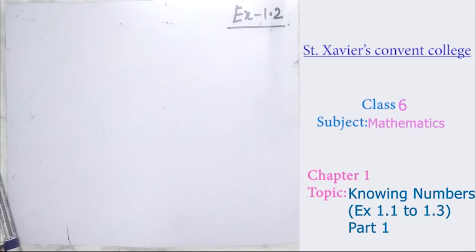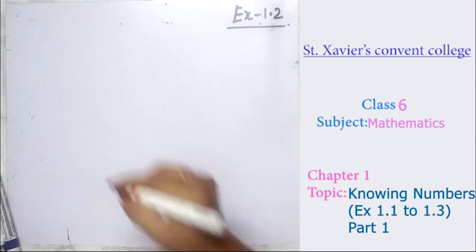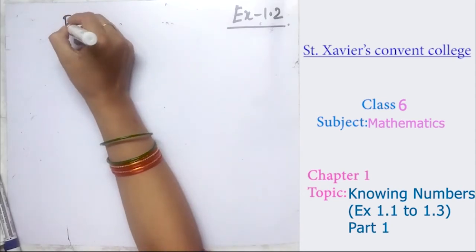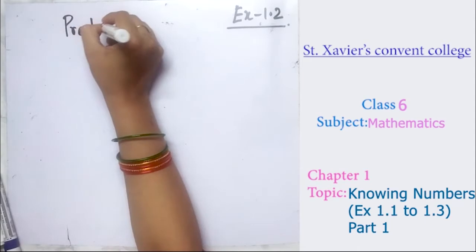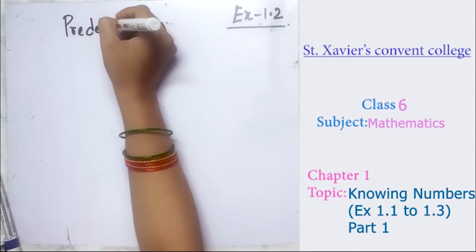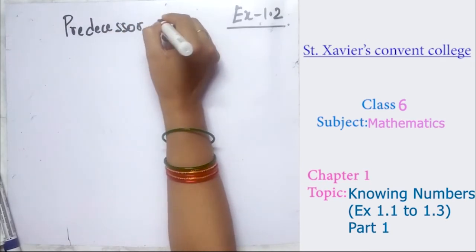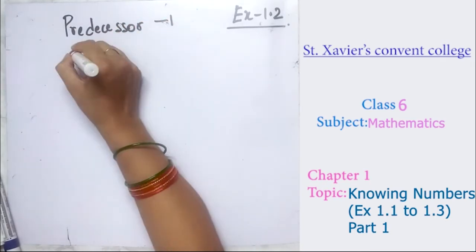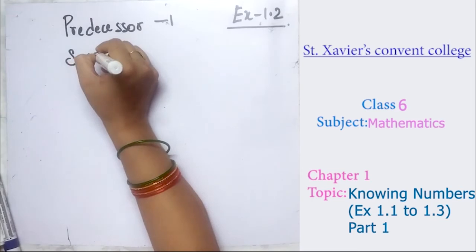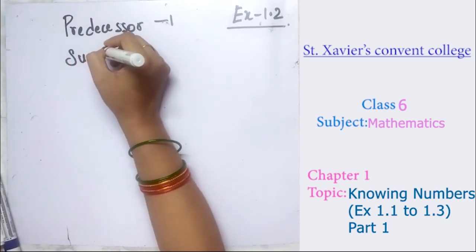Now in exercise 1.2, to find the predecessors and the successors, in question number 3 and 4, for the predecessor, you have to put a -1 over here. Always remember that in the predecessor you have to subtract 1, while in the successor you have to add 1.